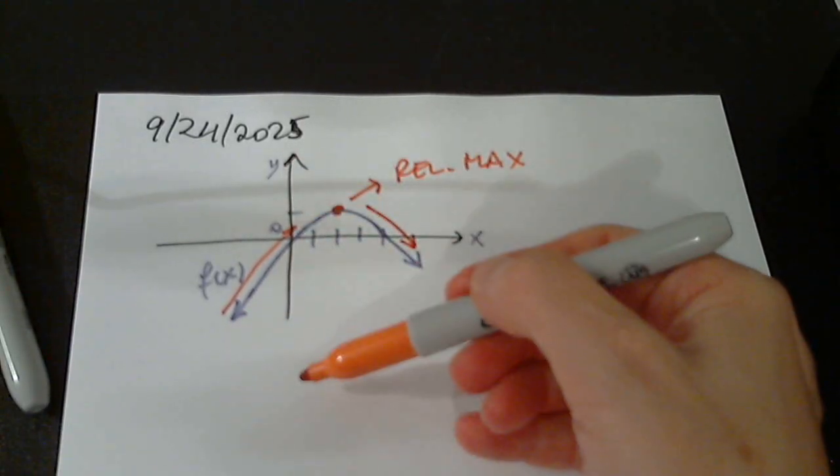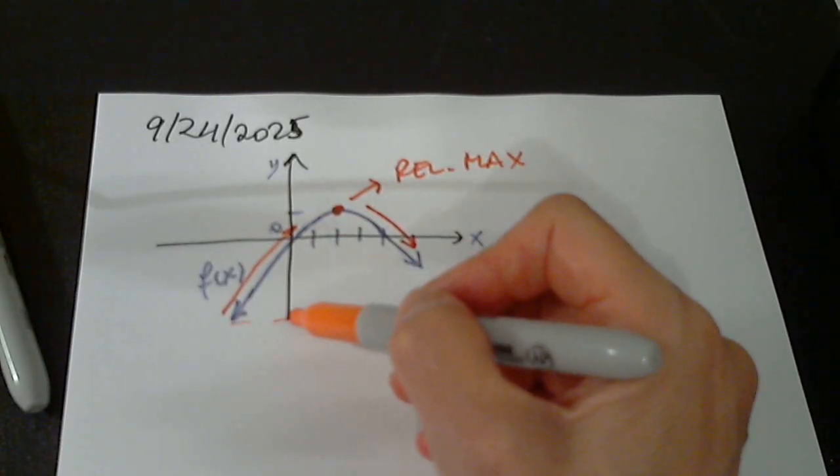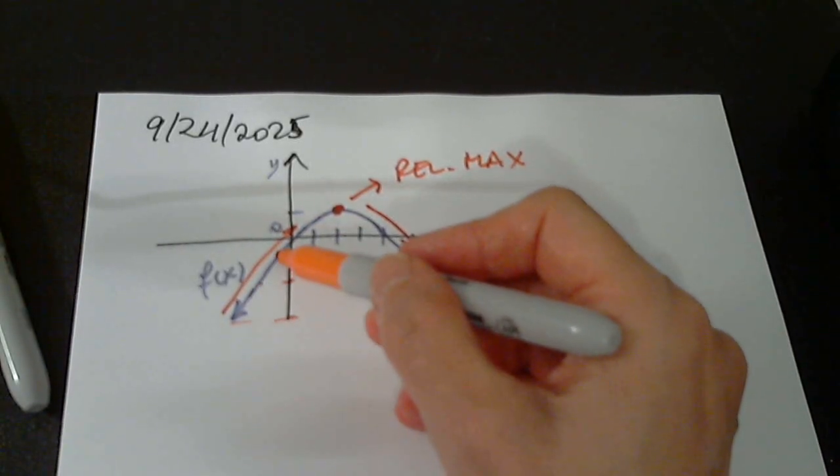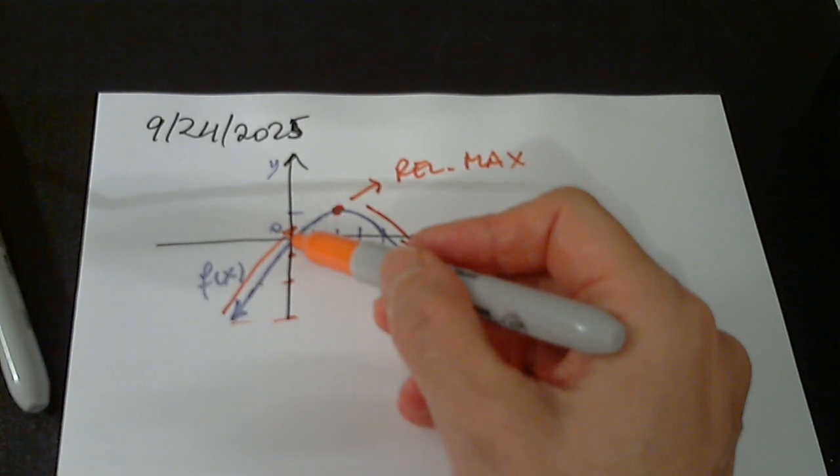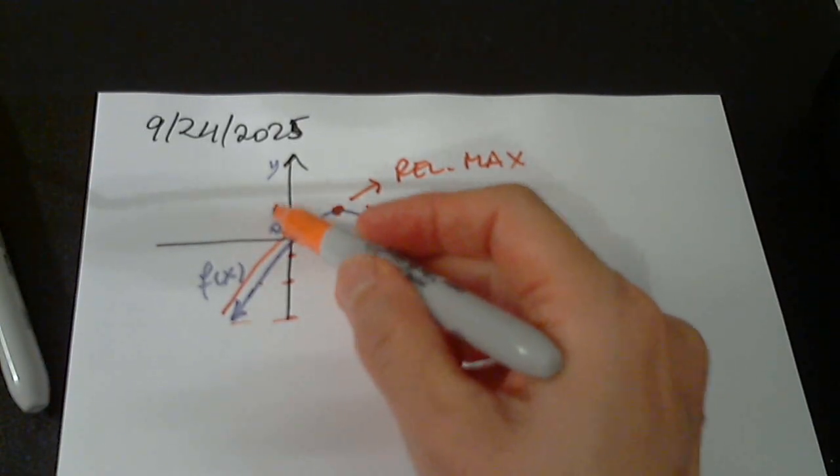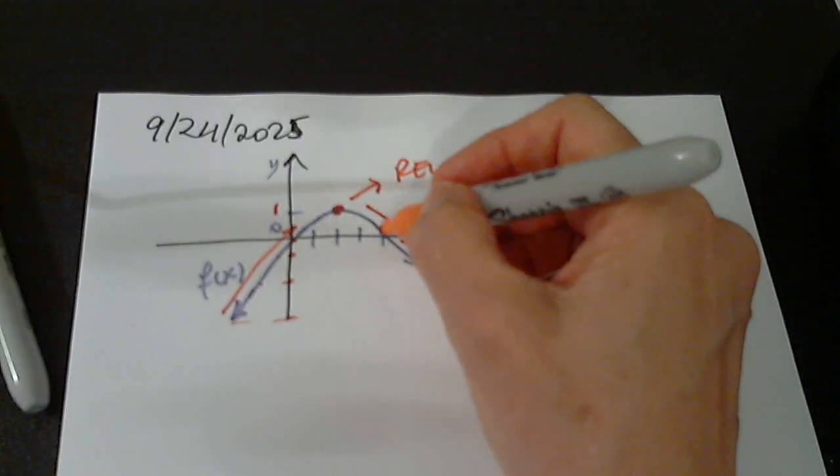We're looking at the y values, right? The y value here is this. The y value here is this. The y value here is this. The y value here is 0. The y value here is 1. And then all of a sudden it starts coming down.